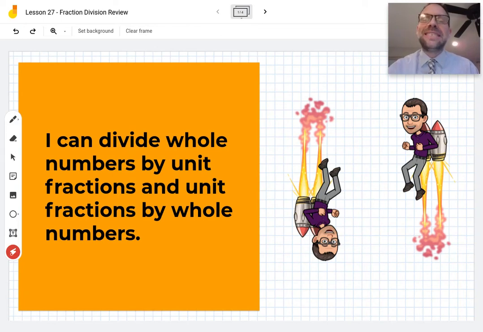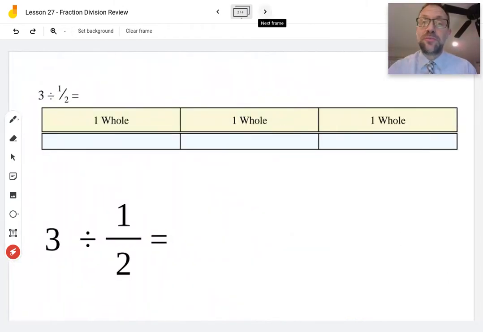Our learning target today is I can divide whole numbers by unit fractions and unit fractions by whole numbers. Today, we review. So let's begin at the beginning.